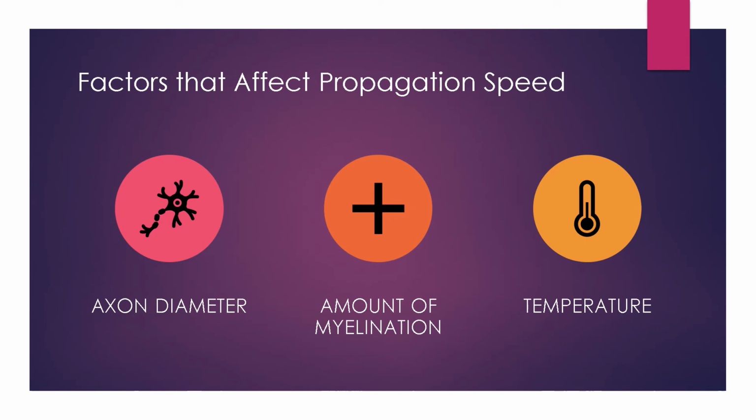Now there are a couple of factors that affect propagation speed. So this is in continuous and in saltatory conduction. So first off is axon diameter. So a larger, thick diametered axon will propagate action potentials faster than smaller ones, and this is due to their larger surface area. So we're going to get an increased propagation speed with thicker diametered axons.